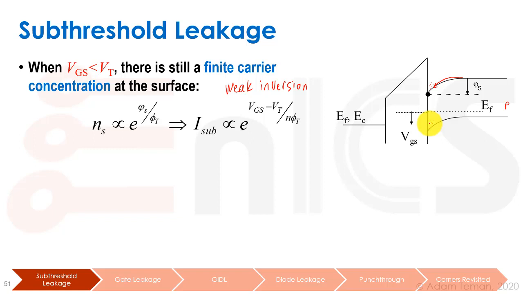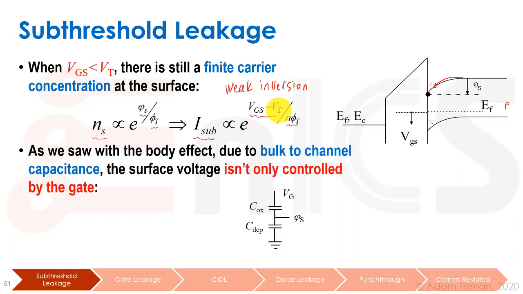Okay. The thing is that the amount of carriers at the surface is proportional to the exponent of the surface potential divided by the thermal voltage, and therefore our subthreshold current is proportional to the exponent of (VGS minus VT) divided by N times the thermal voltage. We'll discuss in a second what this (VGS minus VT) divided by N is, but it's the amount of inversion that we've reached.